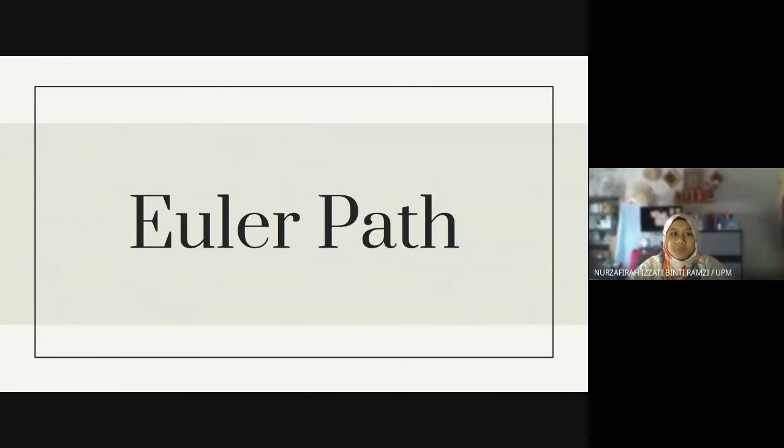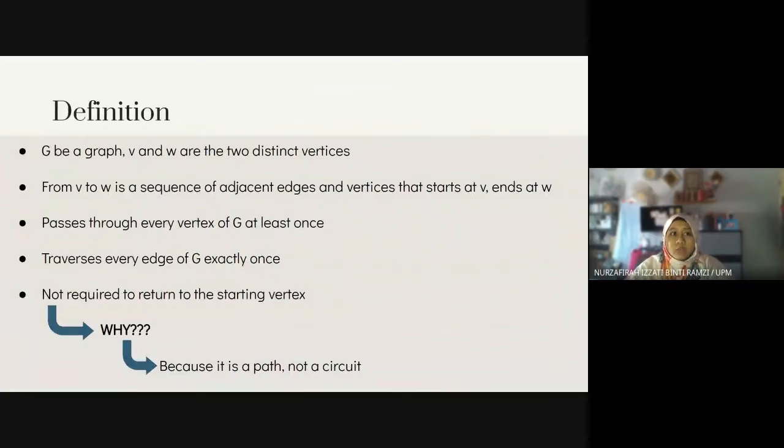Now I'll be explaining the Euler path. What is an Euler path? An Euler path can be defined such that G is a graph, and V and W are two distinct vertices. An Euler path from V to W is a sequence of adjacent edges and vertices that starts at V and ends at W, passes through each vertex of G at least once, and traverses each edge of G exactly once. Also, it is not required to return to the starting vertex. Why? Because it is the path, not the circuit, remember?